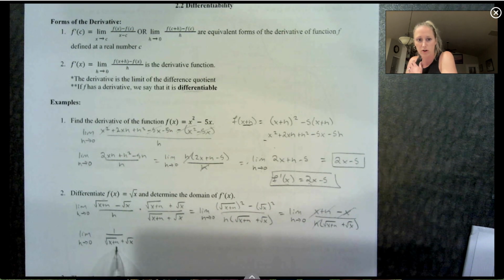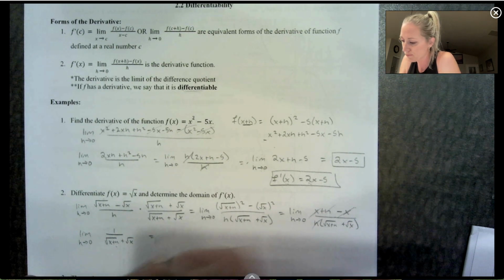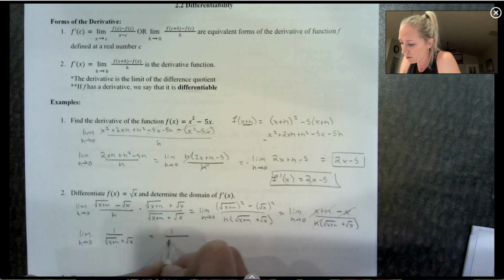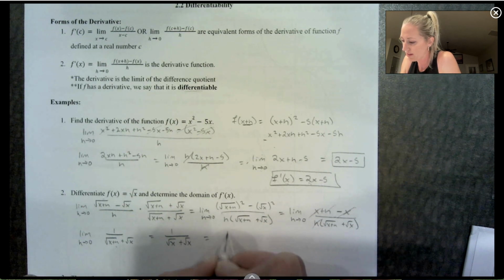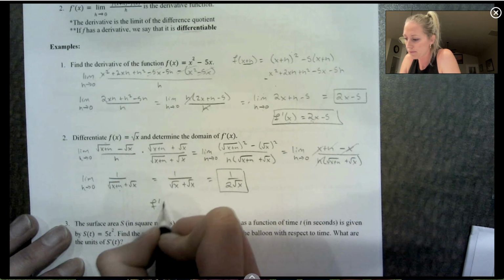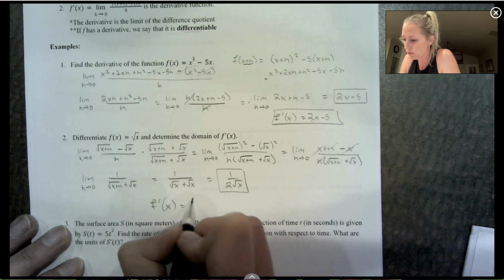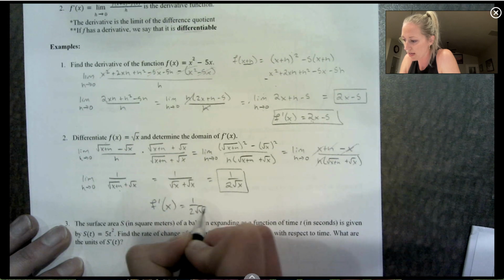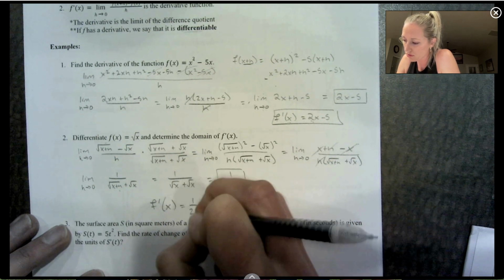Now if I plug in 0 for h, we get 1 over square root of x plus 0, which is still square root of x, plus square root of x. And then I could just write that as 1 over 2 root x. So that is my function. Again, I could write it as f prime of x is equal to 1 over 2 root x. Oh, no, I wrote 2 square roots there. Don't need that.